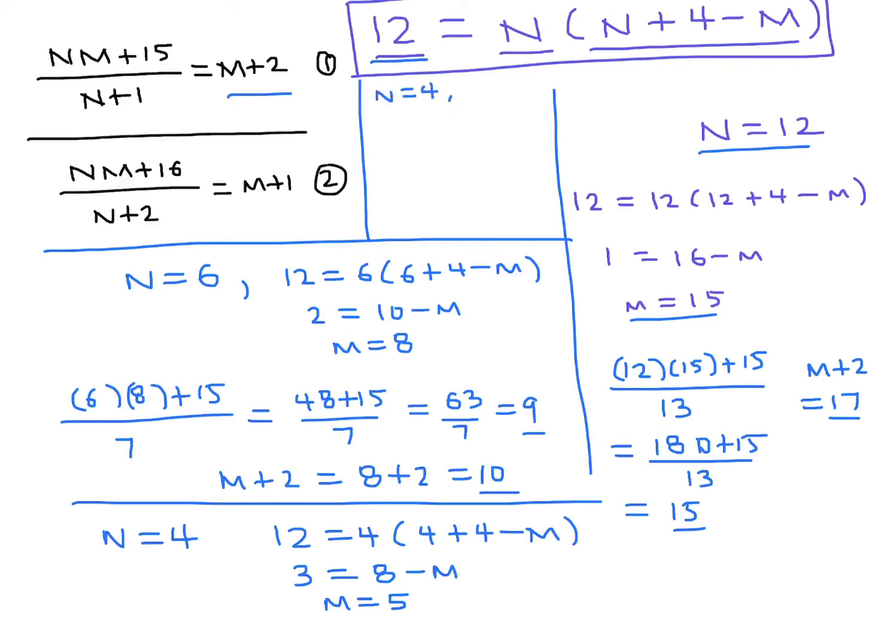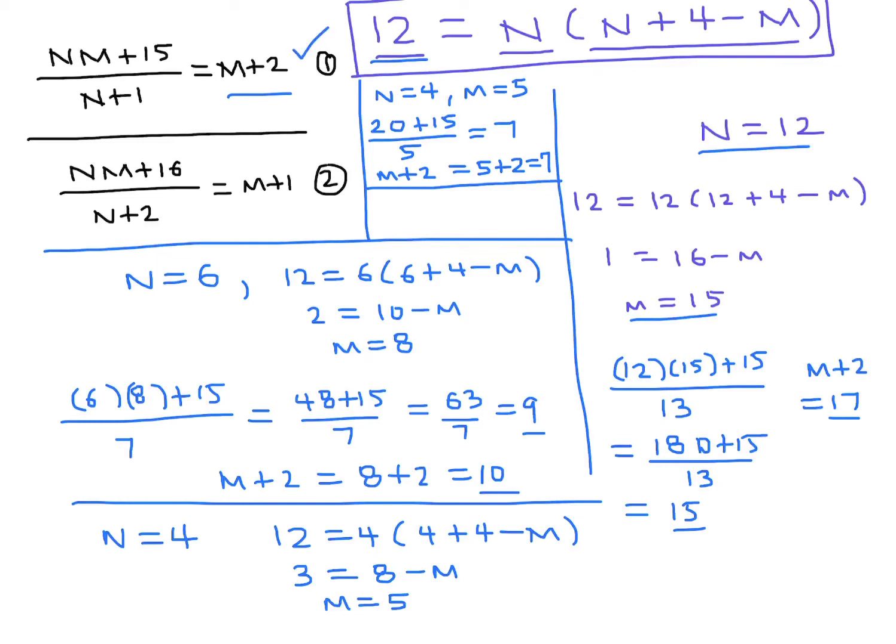n is 4, m is 5. All right, so the first one would become nm, which is 20, plus 15, all over n plus 1, which is 5. This is 35 divided by 5, which is 7. And we want it to equal m plus 2, which would be 5 plus 2, which is 7. Great. So we verified that one.